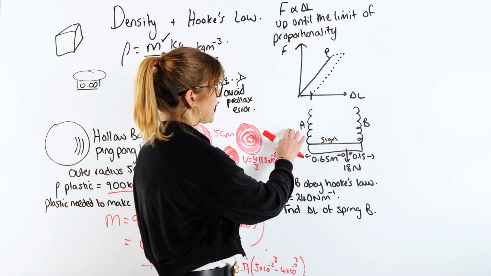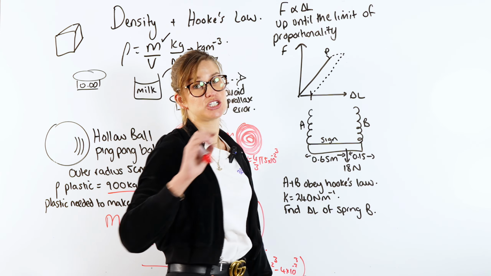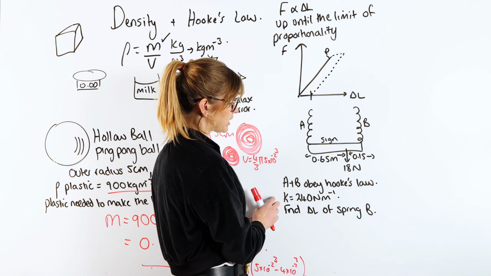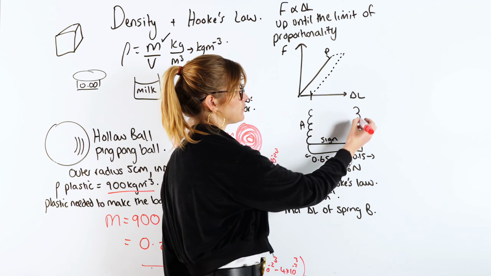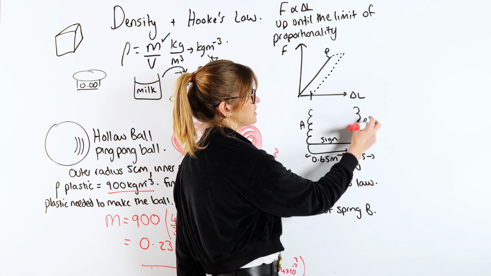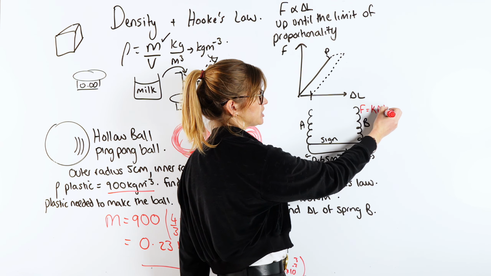It says that spring A and spring B both obey Hooke's law, so we know that the force is directly proportional to the change in length. It says we know the spring constant is 240 newtons per meter. I want to find the change in length of spring B. So in order to find what the change in length of spring B is, I know F equals spring constant times the change in length.